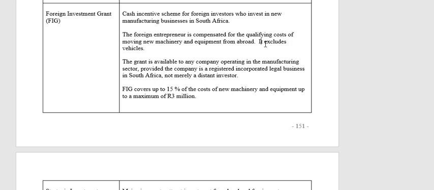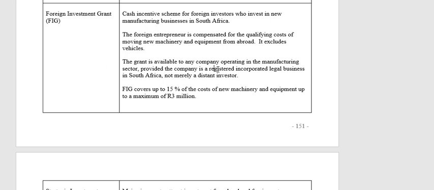All right. So this grant is then paid to the entrepreneur to help him to cover the costs of moving machinery and equipment from his country of origin into South Africa where he wants to start the business. All right. So the grant is available to any company that operates in the manufacturing sector. Okay, it has to be manufacturing. It can't be mining or agriculture or tourism. This grant is only available for manufacturing because obviously we are trying to create high levels of industrialization.